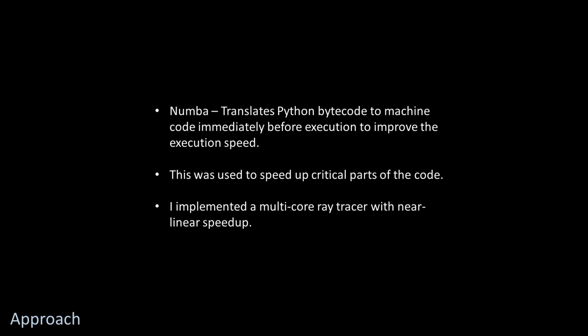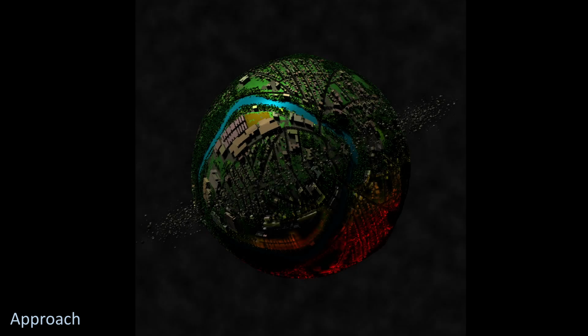Numba was an important tool to help speed up execution of my ray tracer, and this was used in the critical parts of the code, such as geometry intersections and lighting. I was also able to implement a multi-core ray tracer with near linear speedup, using all 8 cores on my mobile workstation, for example, sped up rendering by almost a factor of 8. Performance was critical because the planet you see here contains over 10 million triangles and over 1,000 light sources.